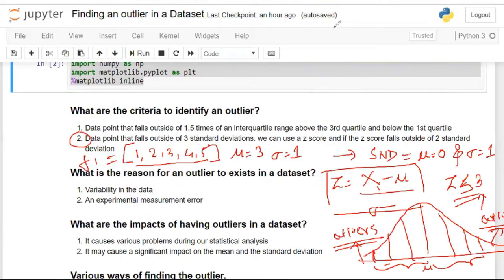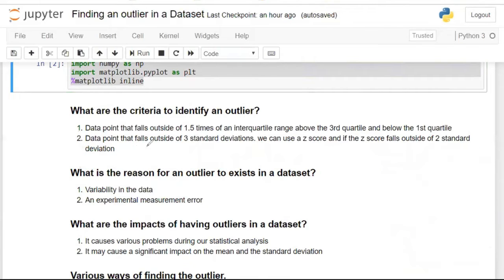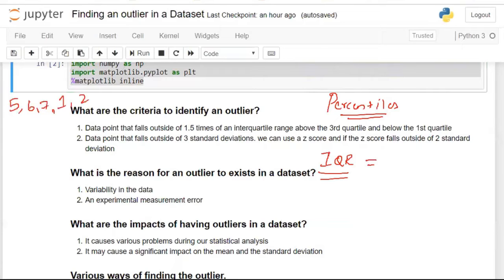Now the other technique is called the interquartile range, that is IQR. In the interquartile range, there are some steps involved. Before understanding it, you need to know what percentiles are. Suppose I have a feature with values like 5, 6, 7, 1, 2, and some more numbers like 4, 9, 8, 10, and 3.